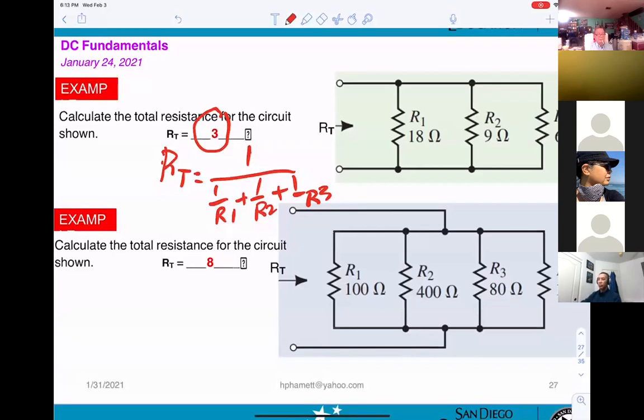Make sure you can get 3 ohms. Yes, 3 ohms. Okay, that's good. If you're done with that one, then try the next example for me. I get 8 ohms.